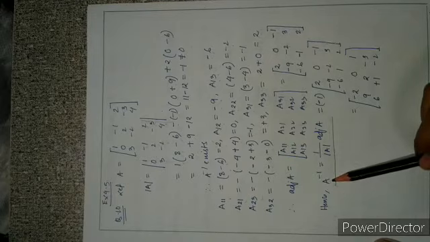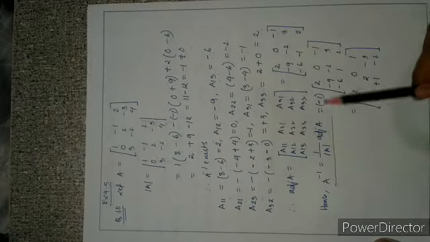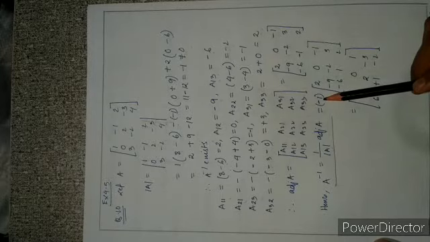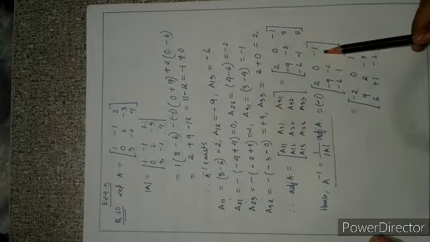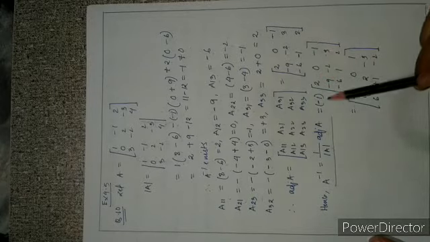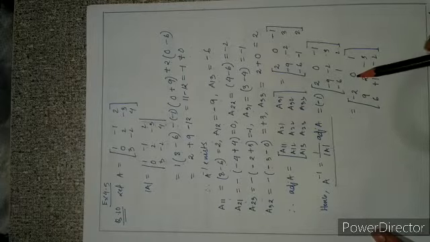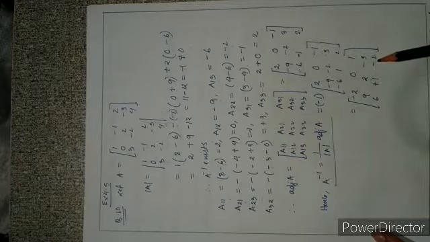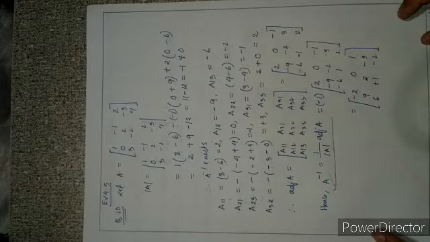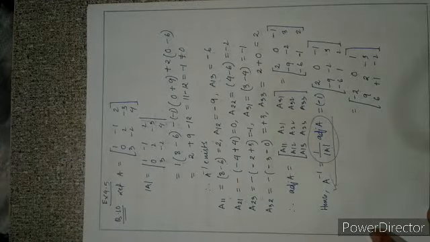Hence, A inverse is given by the formula 1 by determinant of A into adjoint A. Here the value of determinant A is equal to minus 1. Then write adjoint A. Minus 1 into this matrix means all the elements of this matrix should be multiplied by minus 1. So the inverse of any square matrix is given by the formula 1 by determinant of A into adjoint A.